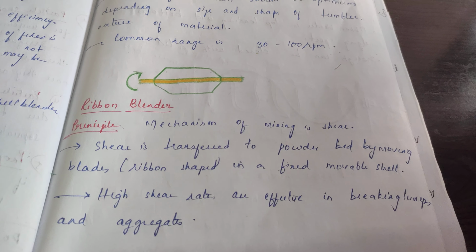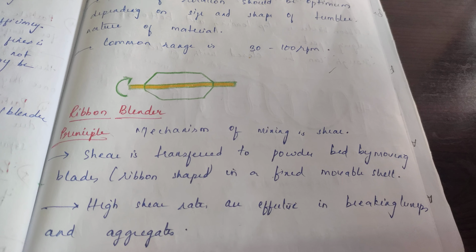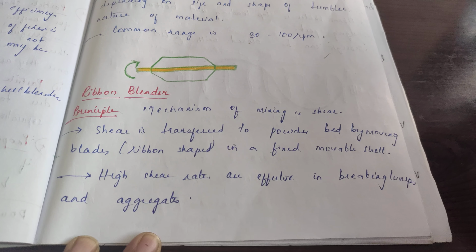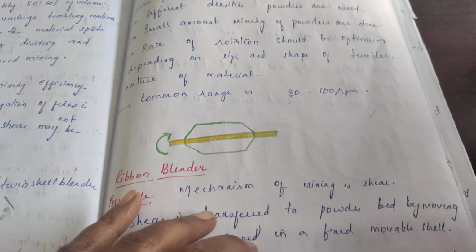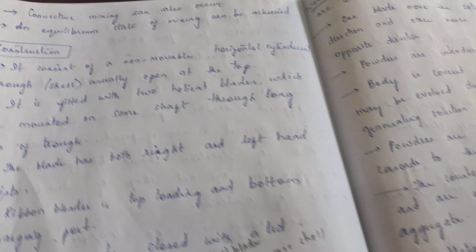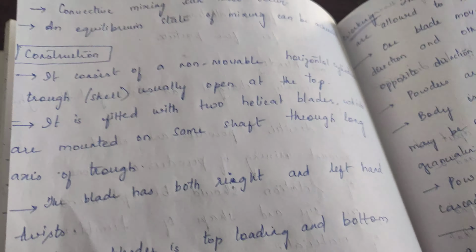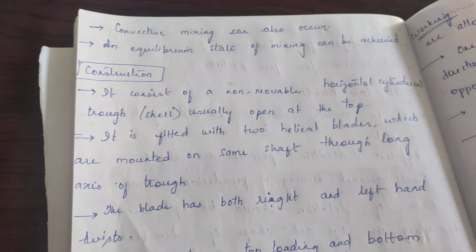To summarize, the mechanism of mixing is shear. Shear is transferred to a powder bed by moving ribbon shaped blades in a fixed shell. High shear rates are effective in breaking lumps and aggregates. Convective mixing can occur and an equilibrium state of mixing can be achieved.